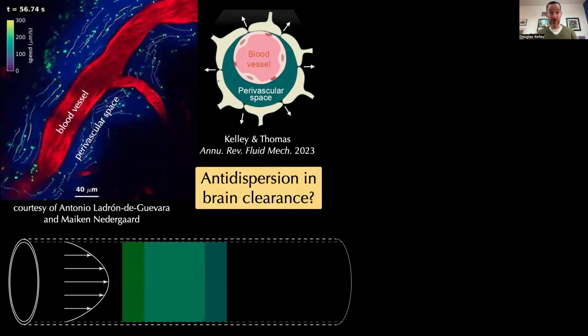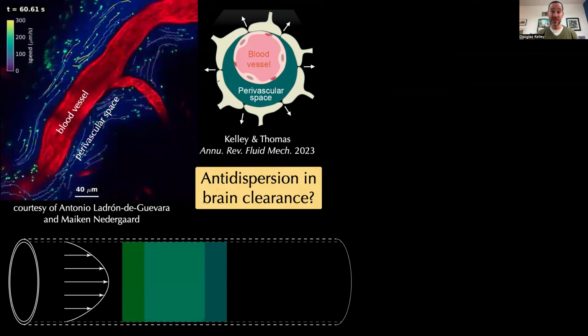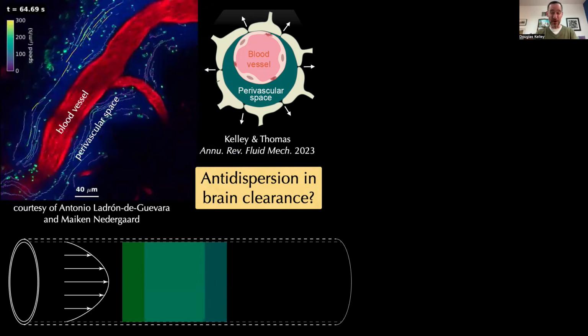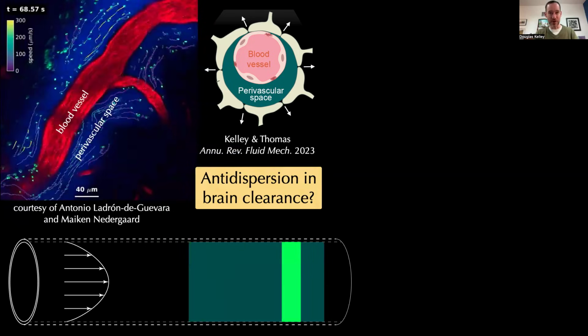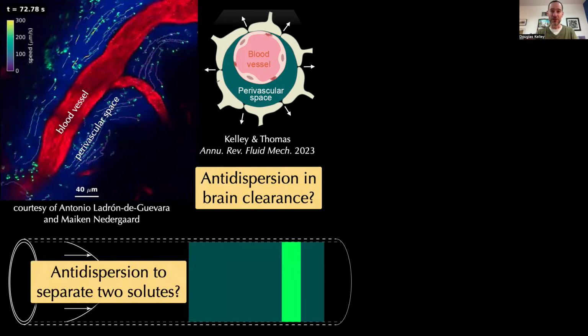In drug manufacture and lots of other industrial processes, it's often the case that several solutes are dissolved in a fluid and you need to separate them. We wonder if antidispersion might be used to concentrate one and make it easier to extract from the other.